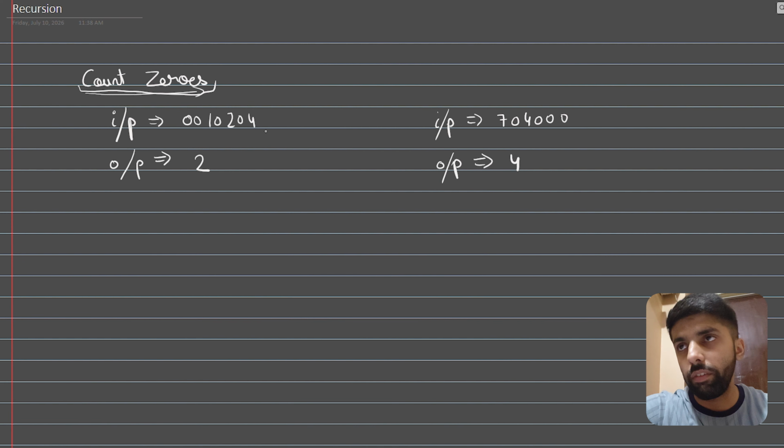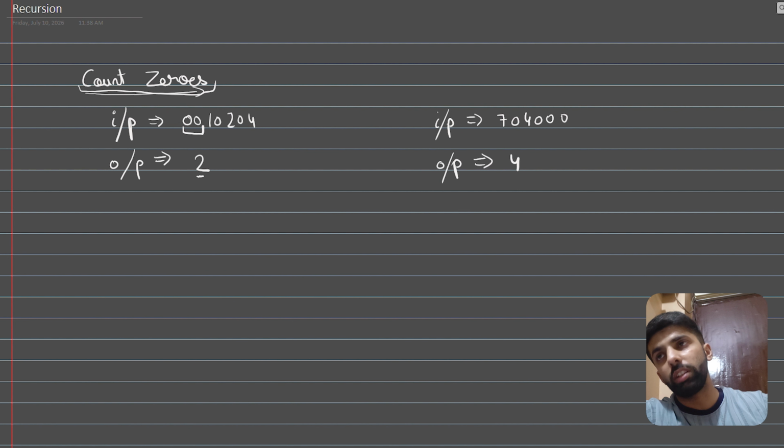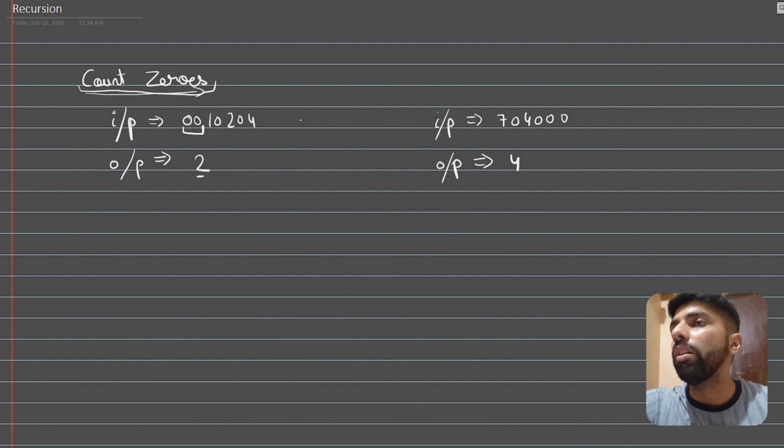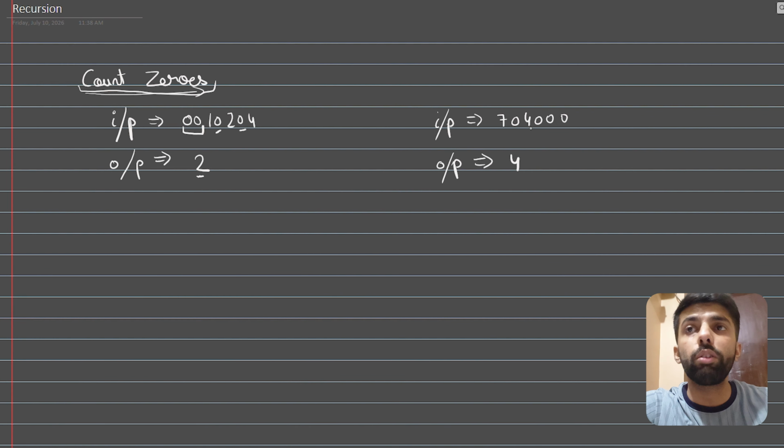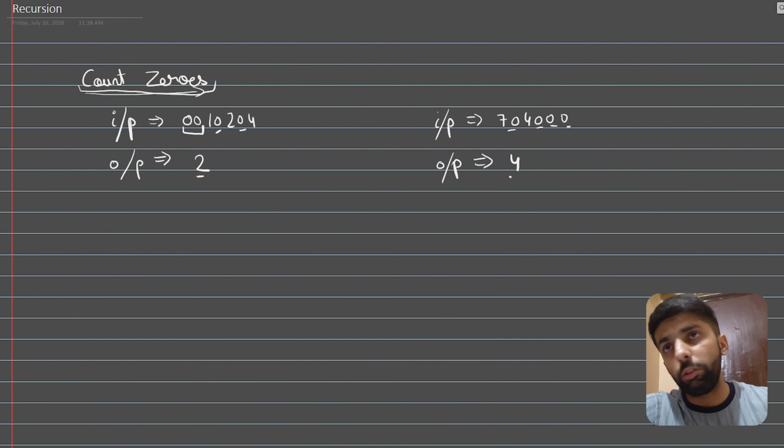So in this problem, we have to count the number of zeros present in a number. Okay, so if this is my number, 0 0 1 0 2 4, the answer will be 2, right? We will not consider these two zeros which are coming before the number. We know that 0 before the number has no value, so we will just count this and this, right? So in this case, we will have output as 2. In the next one, we have 7 0 4 0 0 0. We have total 4 zeros, so the output will be 4. A very simple problem, right?